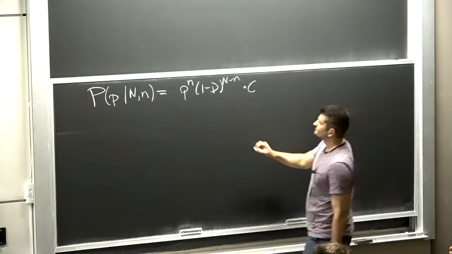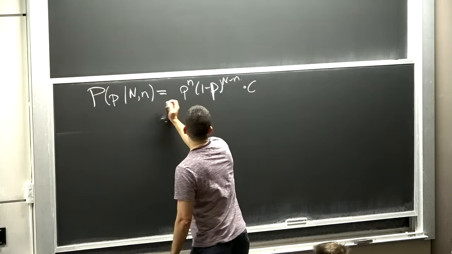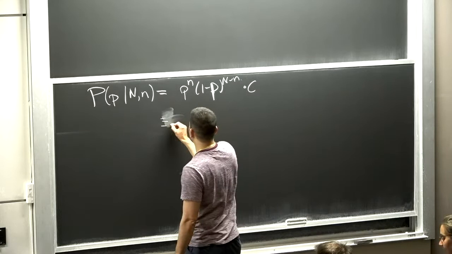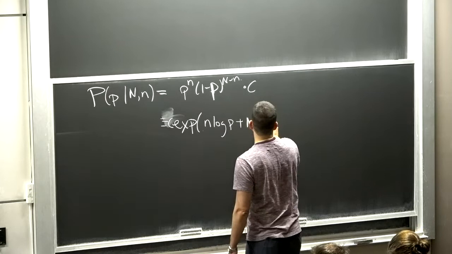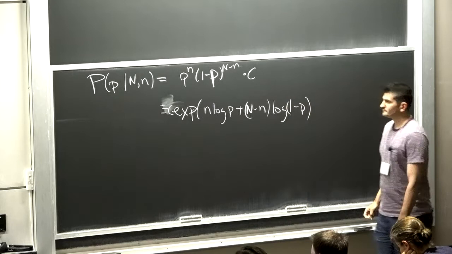Now, we're going to work in the limit where our n is pretty big, but we can always write this as a constant times an exponential of n log p plus n minus n log 1 minus p. I haven't done anything very interesting.